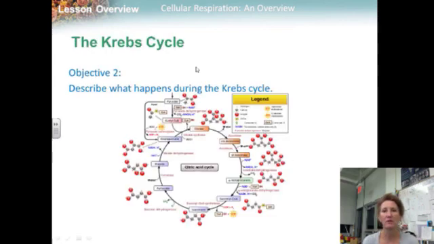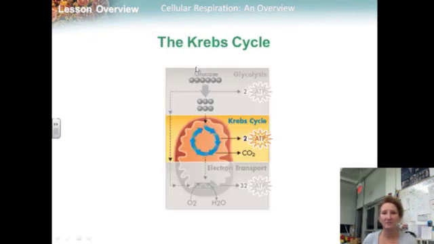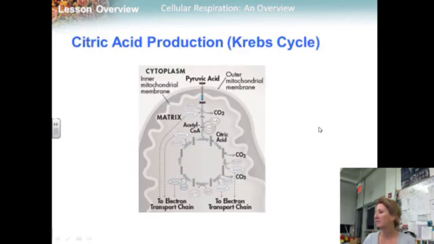Objective 2, into the Krebs cycle. All right, during the Krebs cycle, the second stage of cellular respiration right here, pyruvic acid produced over here in the glycolysis gets oxidized and is broken down into carbon dioxide in a series of energy extracting reactions. The Krebs cycle is also known as the citric acid cycle because citric acid is the first compound formed in a series of reactions. Happens right about here, citric acid. All right, let's move on though.